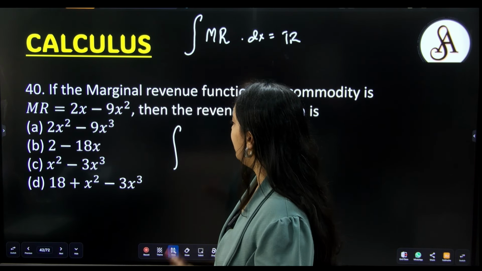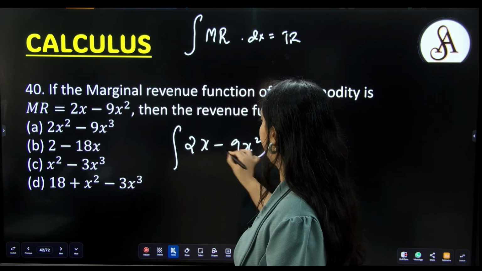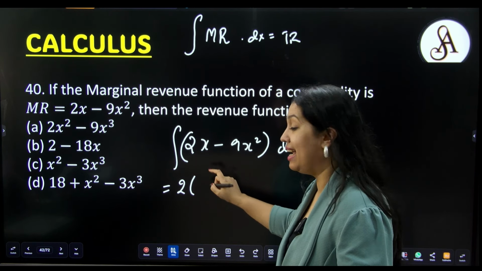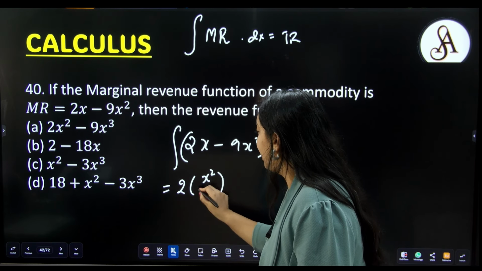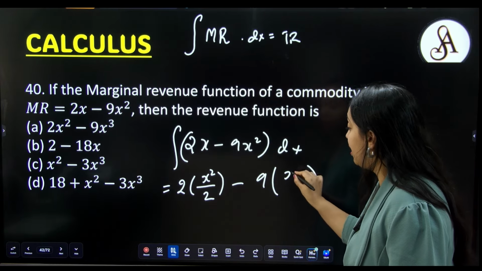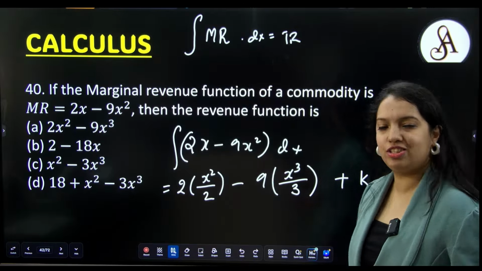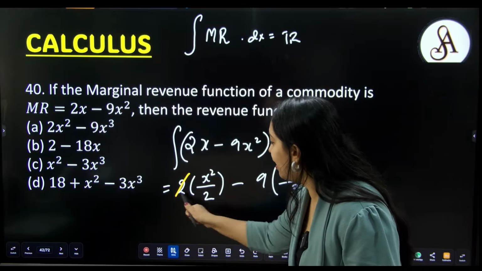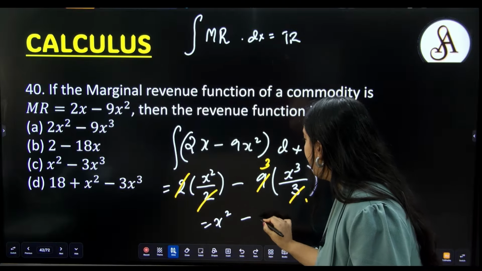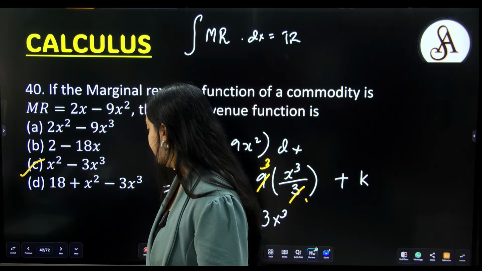So this is integration. Integration of 2x minus 9x square will be 2 into integration of x, x power n plus 1 divided by n plus 1, minus 9 into integration of x square, x power n plus 1 divided by n plus 1, plus k. If plus k is not there in the options, you ignore it. 2 and 2 get cancelled out, 3 ones are, 3 threes are. Final answer is x square minus 3x cube. Do you have this option? Yes, ma'am. Option C is correct.